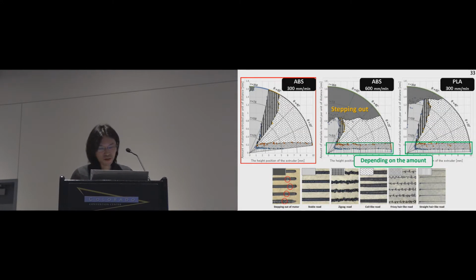So we also made distributions for other conditions. So you can see several differences. For example, by speeding up to 600 millimeters per minute, the stepper motor easily steps out. But also, in any case, hair-like structure can be printed depending on the amount of material.